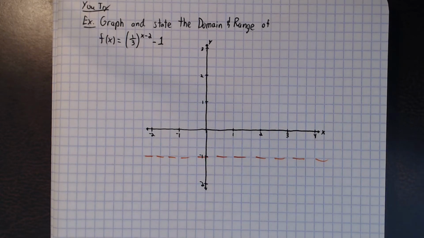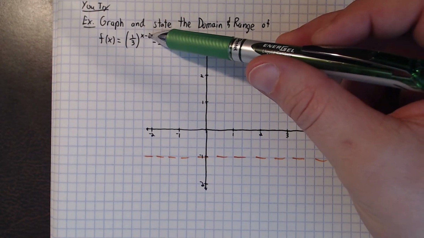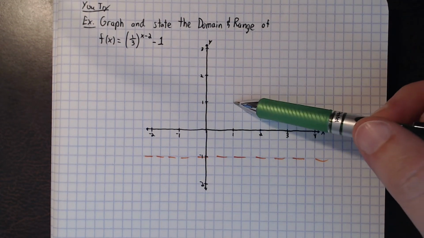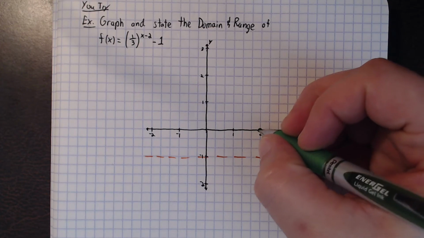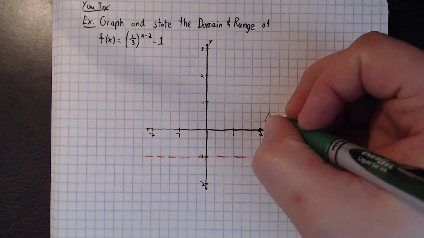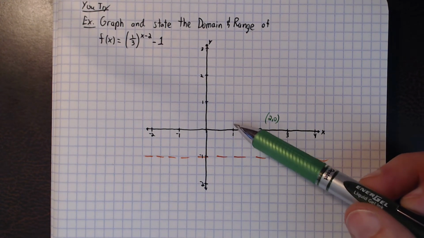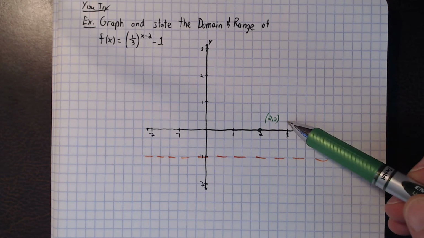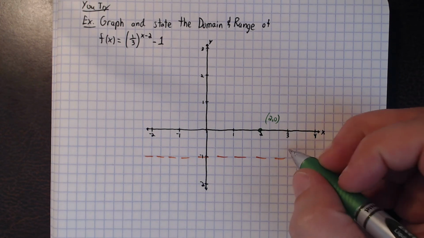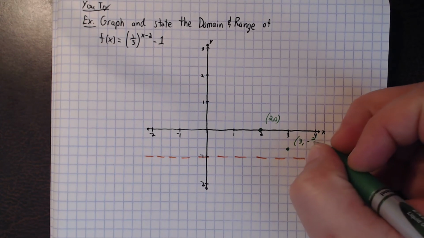First critical point would be 0, 1. This tells me move +2 and then down 1. So +2 and then down 1. My first critical point is going to be at 2, 0. Second critical point, 1 and 1 over b. So 1 over 3. I'm right here. I want to go +2, and then down 1. We're right here. That coordinate is 3 and -2/3.